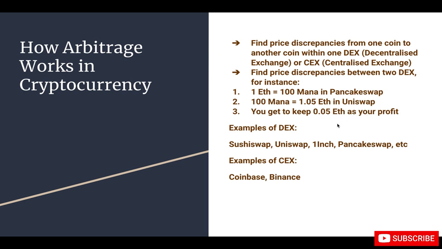So the first type of arbitrage in crypto is when you exploit differences between one coin and another coin in the same decentralized exchange or the same centralized exchange. And the second one is when you exploit the price differences of a coin between different decentralized exchanges or different centralized exchanges. If you're a little bit confused about DEX or CEX, let me explain. Decentralized exchange examples are SushiSwap, Uniswap, 1inch, PancakeSwap, etc. Examples of centralized exchanges are Coinbase and Binance.